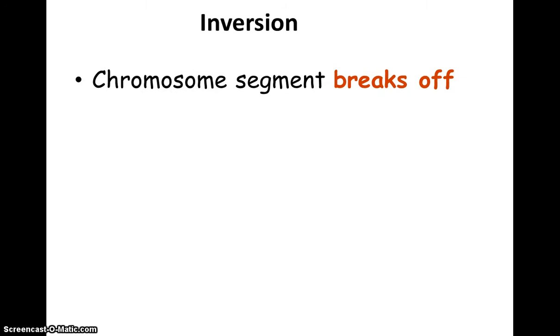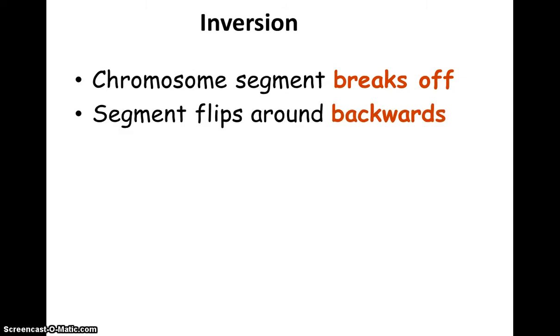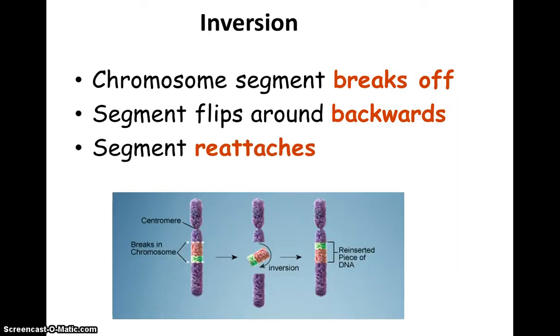Alright, the next type, inversion. There, again, the chromosome segment breaks off, but this is kind of funny. It inverts, so that means it flips around backwards, and then it'll actually reattach in the same spot. So that looks like this.